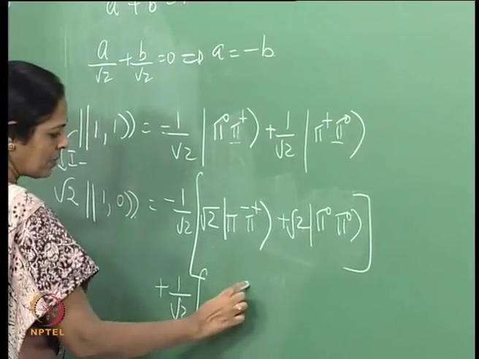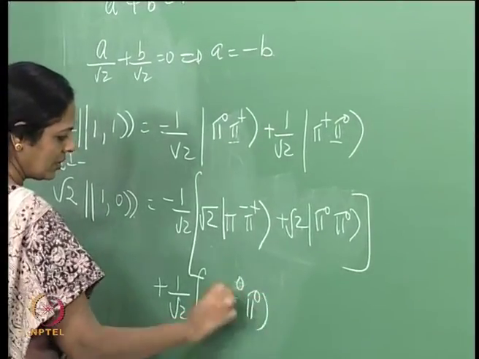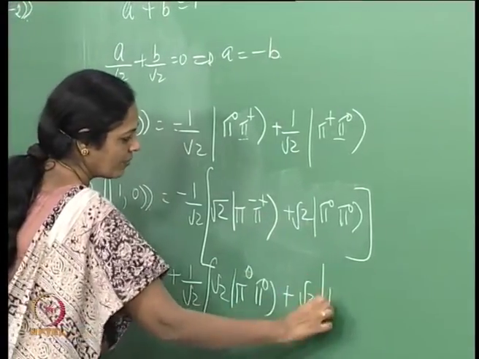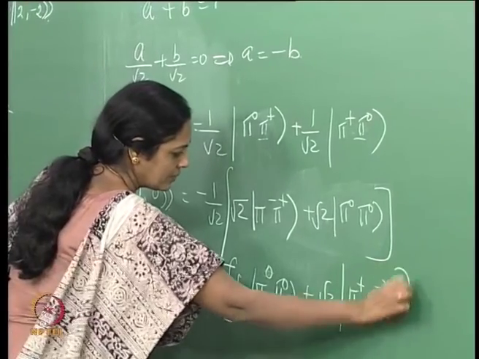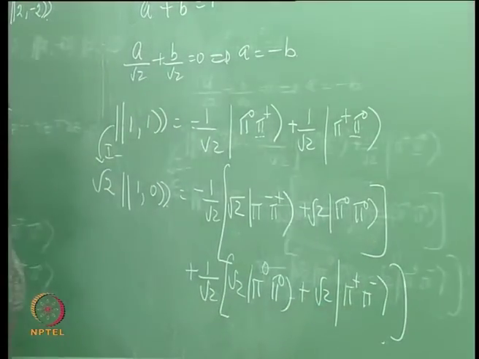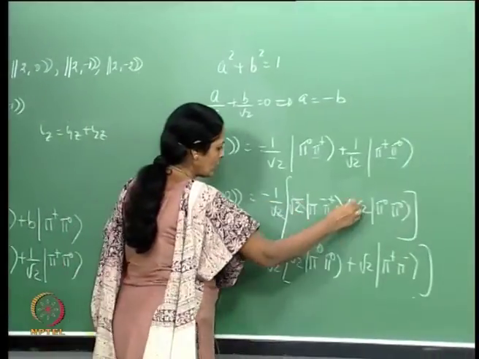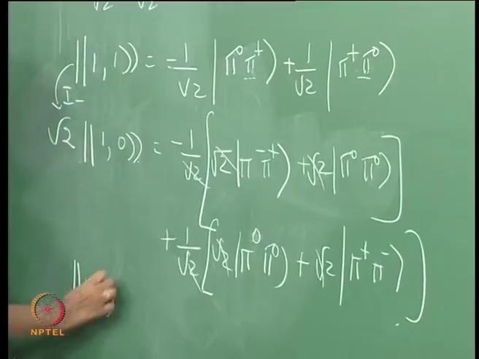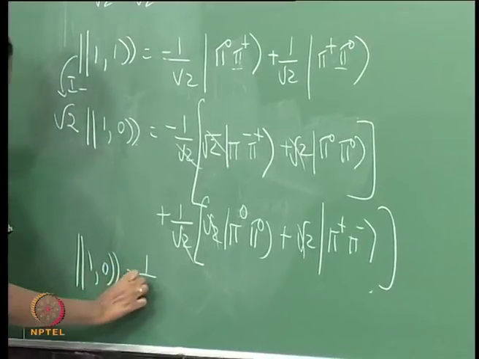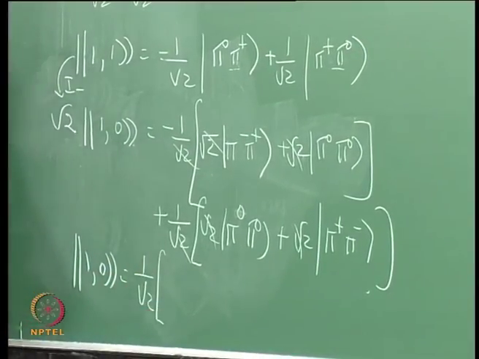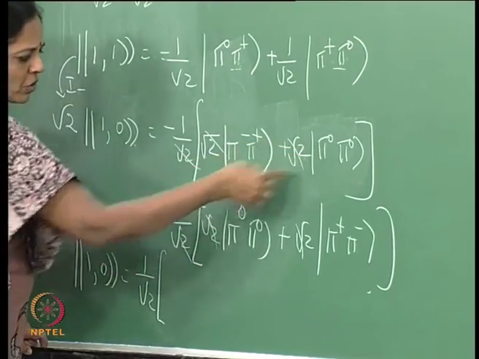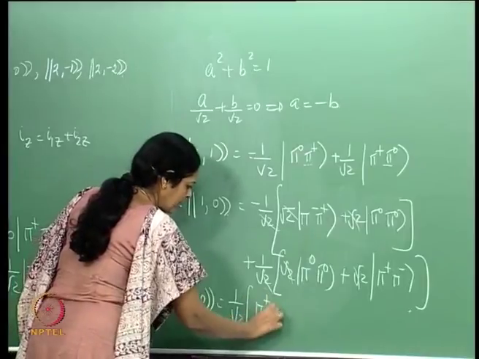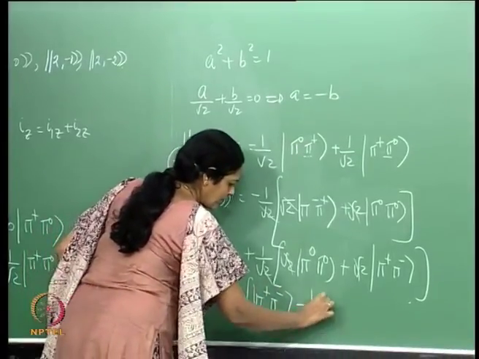Similarly, pi plus goes to pi 0 with a root 2. The last term is pi 0 goes to pi minus with a root 2. Cancelling out the root 2's all over, I have 1 comma 0 is 1 by root 2. The neutral pions do not seem to contribute. I just have pi plus pi minus minus pi minus pi plus.